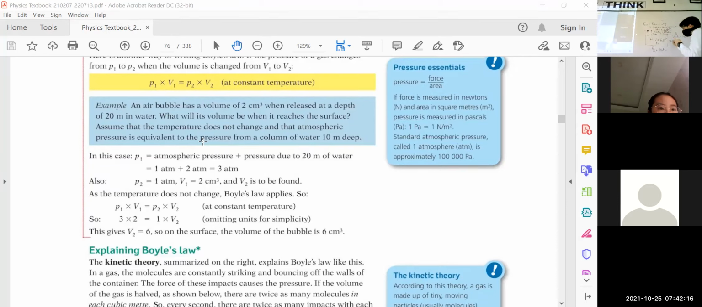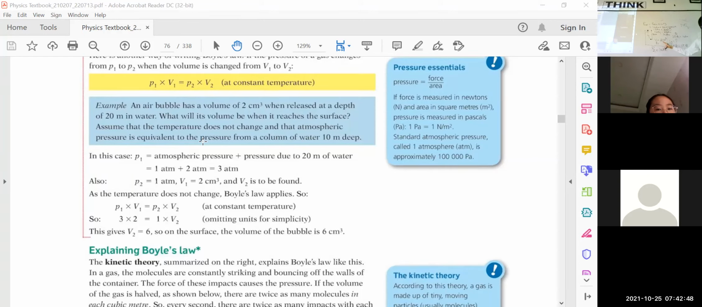V2 you have to calculate. Now calculate it, again the same equation. P1 V1 equals P2 V2. P1 is 3, V1 is 2, P2 is 1, V2 you have to calculate. So the final volume will be 6, and the volume will increase.